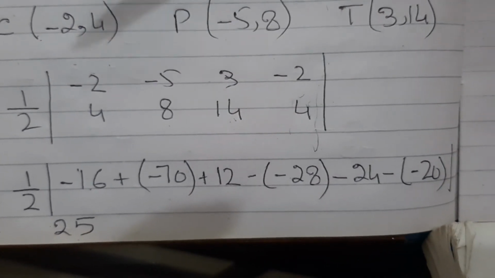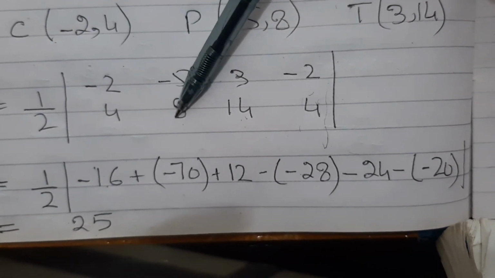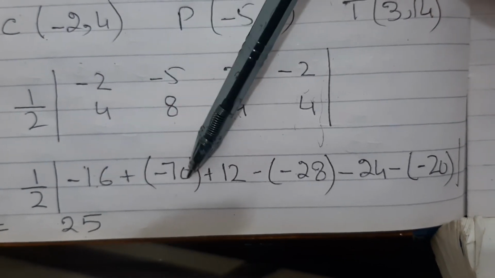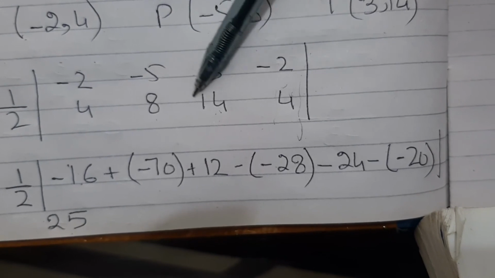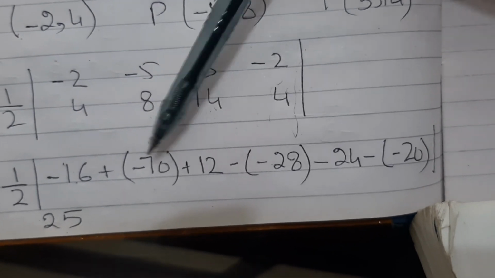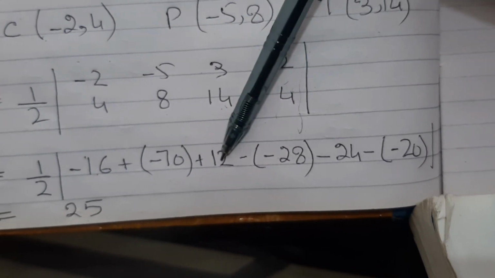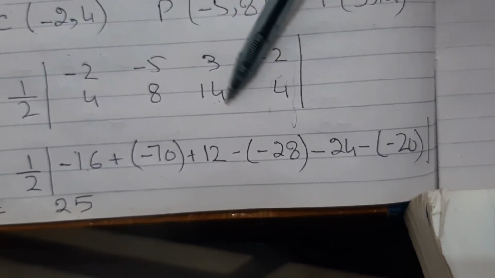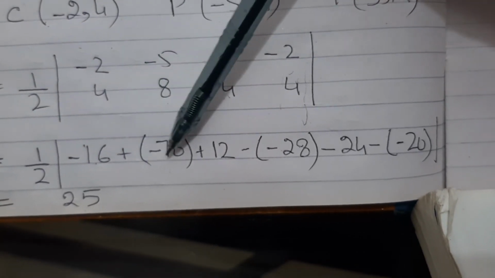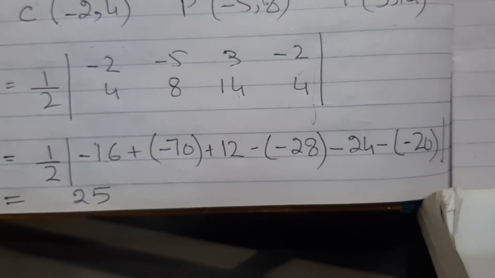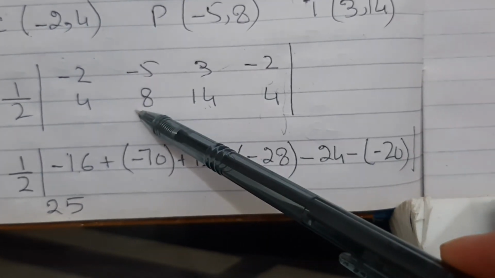Now what I'm doing after that. See here, I'm multiplying this by this, which is 16. Plus multiplying this by this, which is minus 70. Plus multiplying this by this, 12. So like this, diagonally, you multiply and add. I have multiplied and added, multiplied and added. Now we will go like this. We will multiply and subtract now.